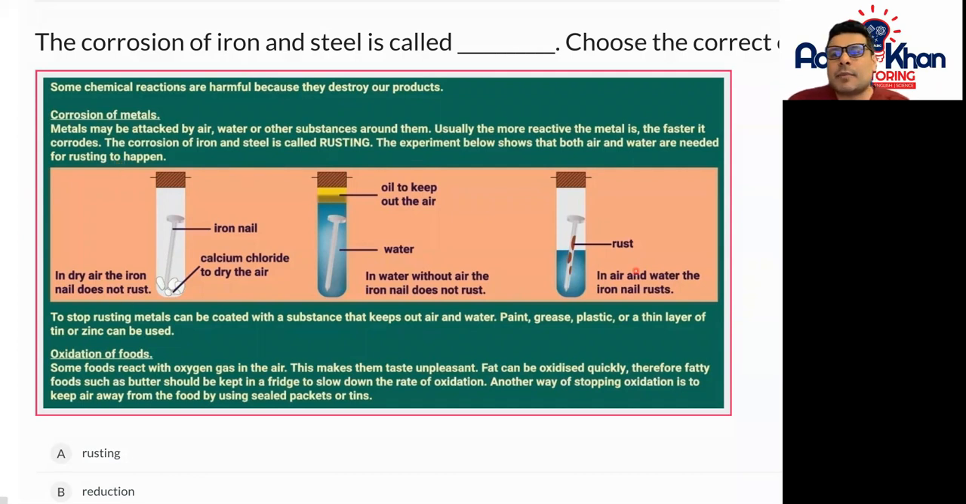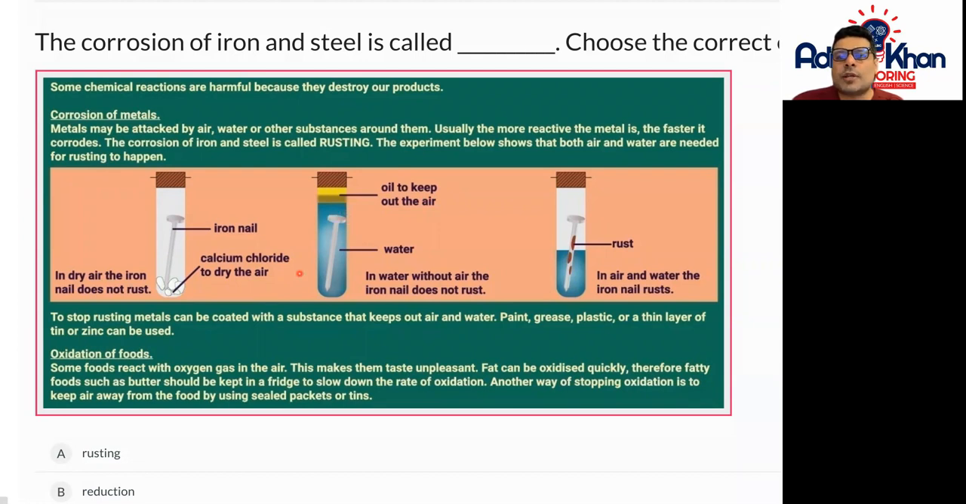So this is an experiment here. You can see these test tubes. So in dry air, the iron nail does not rust. So this is all dry and the nail does not rust. So this is a nail and you've got calcium chloride to dry the air here just underneath. In the second test tube, you've got oil to keep out the air. So make sure there's no air that flows inside.